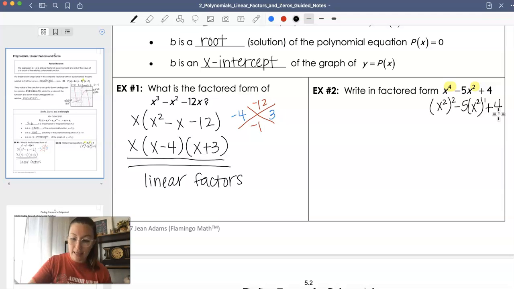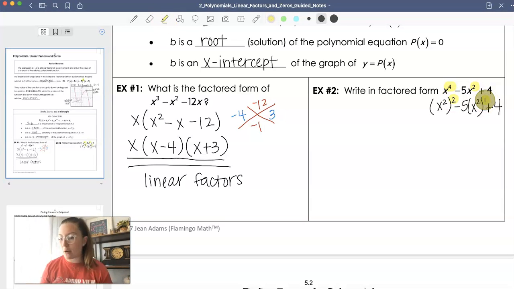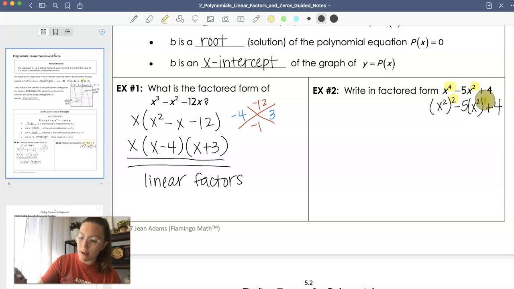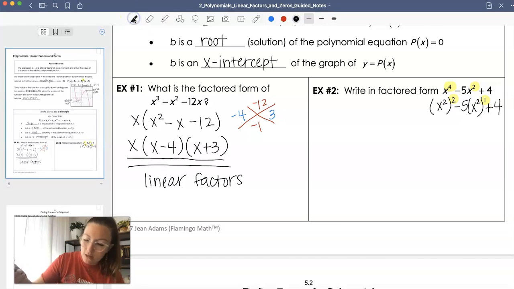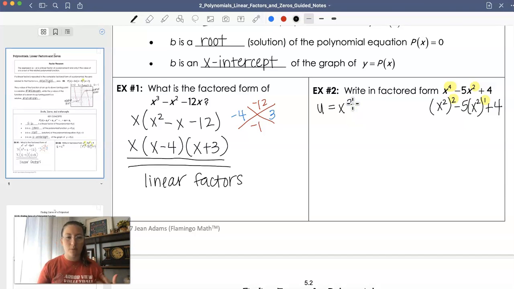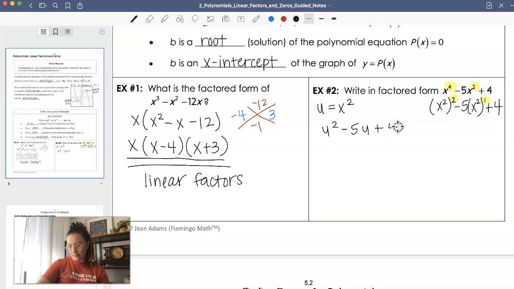Now looking at this one, this is just a quadratic. Squared, first power, nothing, a normal quadratic, what we normally deal with. Some of you will just be able to do this in your head, no problem. I'm going to use substitution. We're going to say u equals x squared. Where those x squares are, I'm going to put a u. So I end up getting u squared minus 5u plus 4.